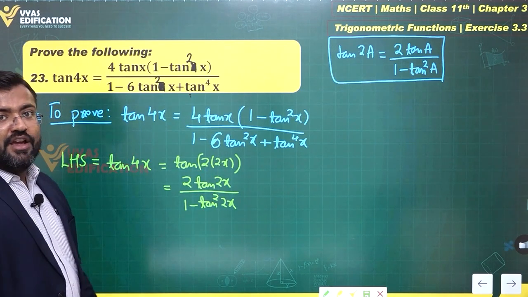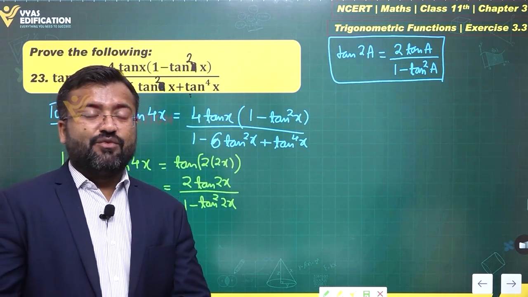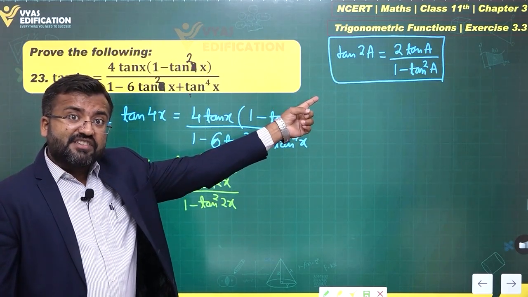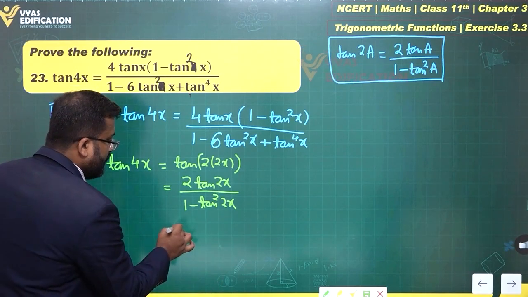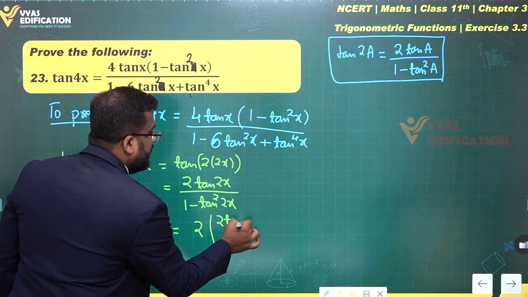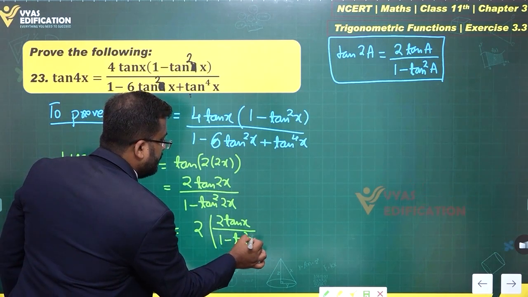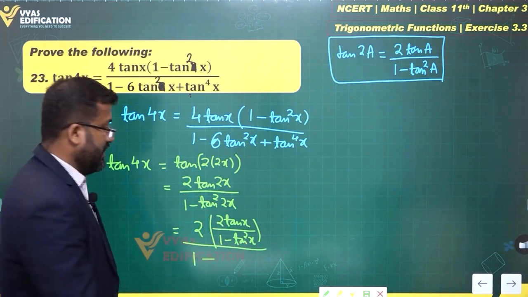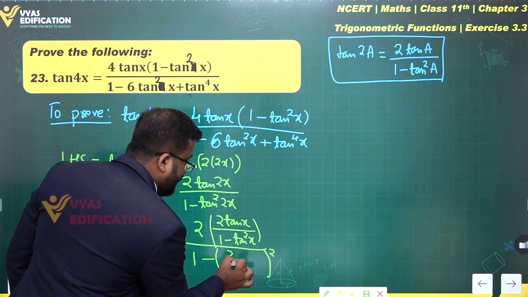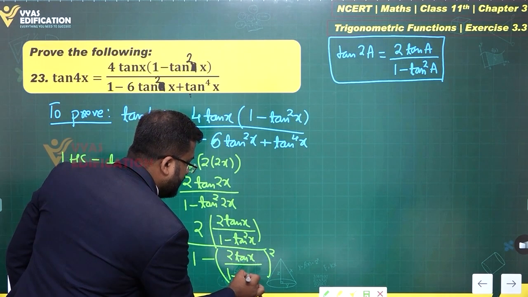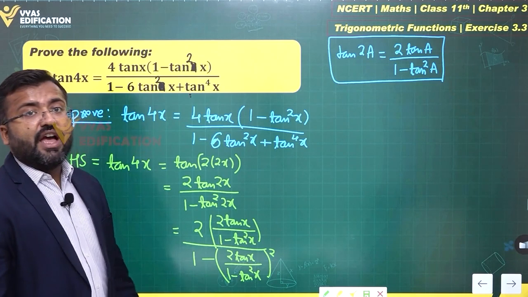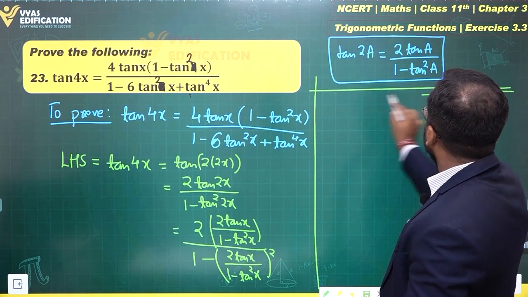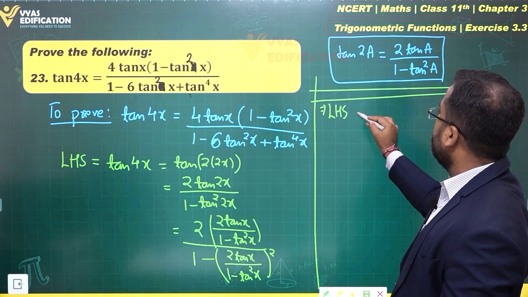Okay, what next? Now I want to apply the same formula again. What I want to do is write this tan 2x as 2 tan x upon 1 minus tan square x at both of these places. What about this? 1 minus, this is tan 2x whole square. What is tan 2x? This is 2 tan x upon 1 minus tan square x. This is what you have in the denominator. A pretty complicated looking expression, yes, but we can simplify that. Let's do it. This gives me LHS equals what?